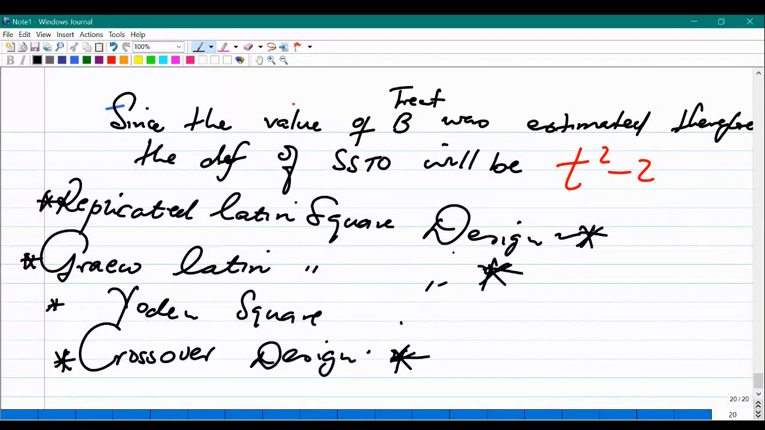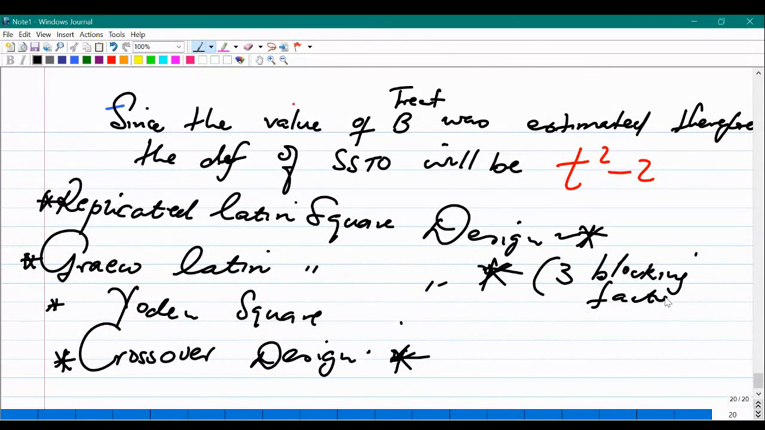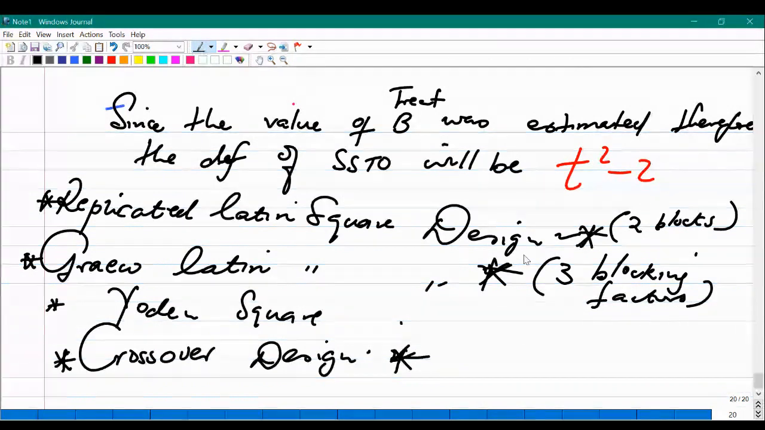Just to introduce you to these things, because I noticed that time is no longer on our side: in the Greco Latin square design, you are going to have 3 blocking factors. In the replicated Latin square design, you still have 2 blocks, but in each and every cell, it's possible that you can have more than 1 value.